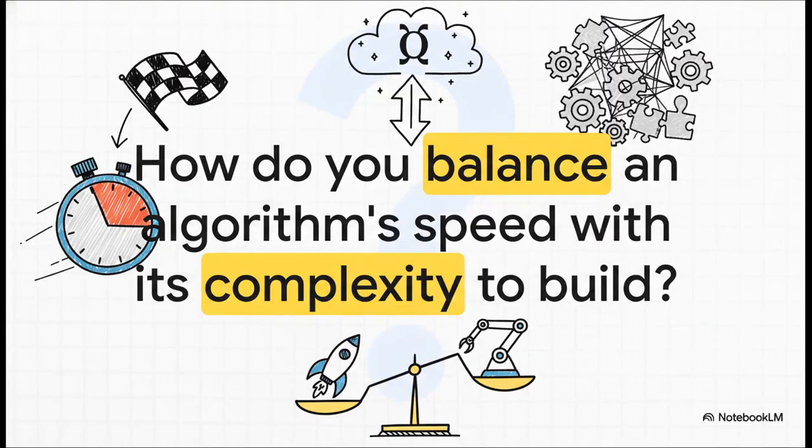And that leaves us with one final thought to chew on. Often, the absolute fastest algorithm is also the most complicated to write and to maintain. So the real art of software engineering isn't just about picking the fastest option. It's about that trade-off. How do you balance the need for raw performance with the very real-world complexity of building and supporting your code?